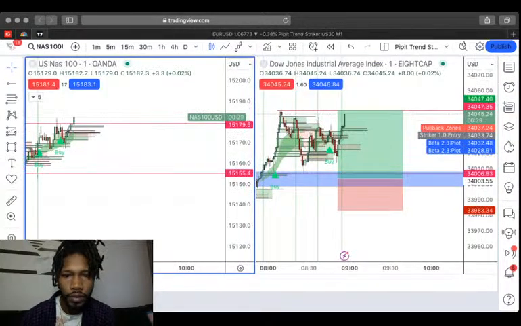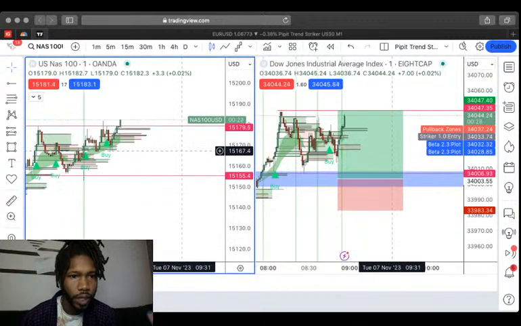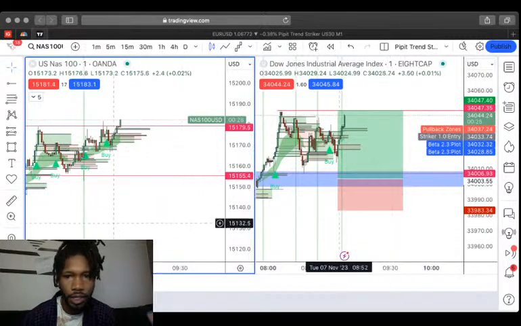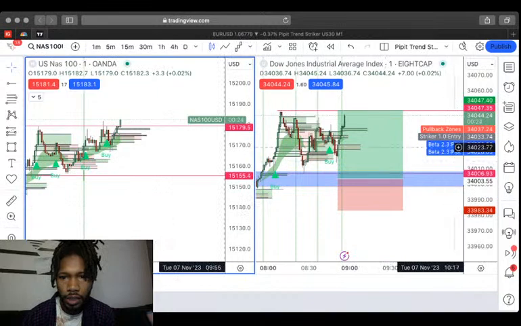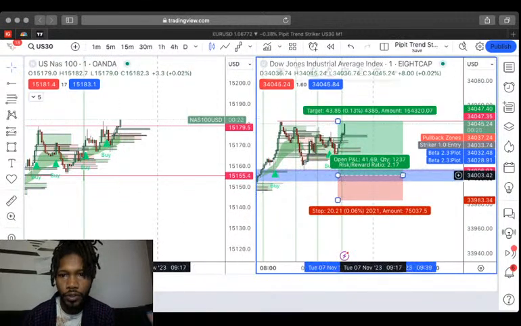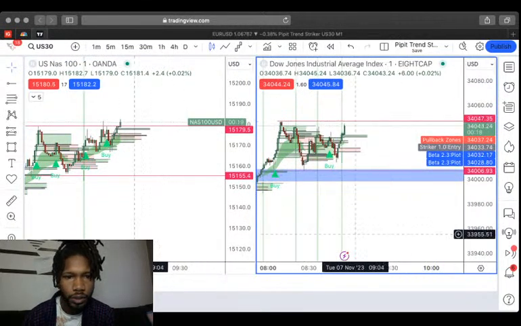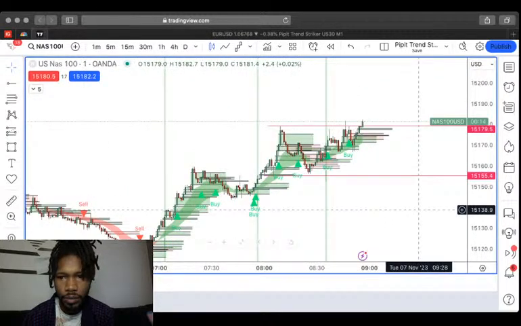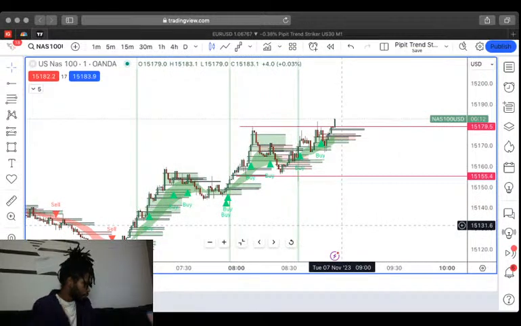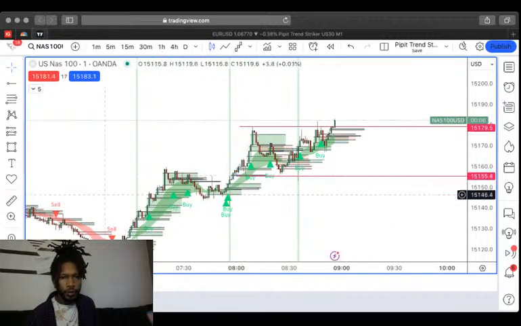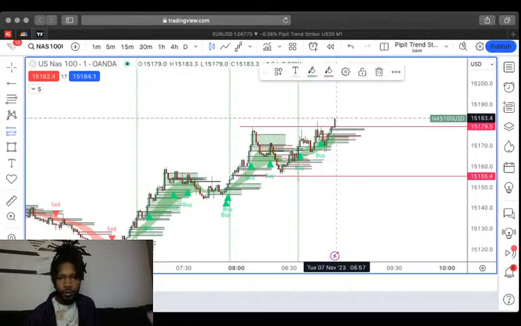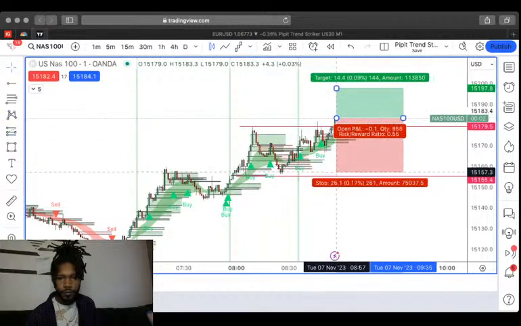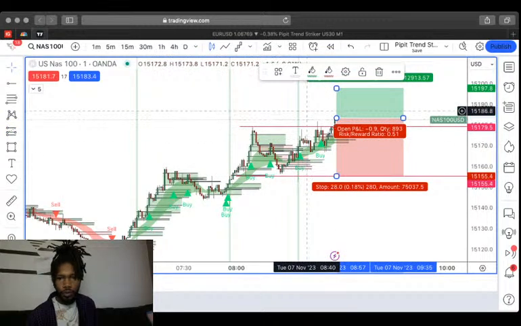Alright, now I'm looking for, okay, NASDAQ looks like it's setting up for that buy. We didn't get that pullback on US 30. Seems like we're about to get the break for NASDAQ to the upside. If we do, we're going to enter on that move. That's a 25-point stop loss. 28 points.